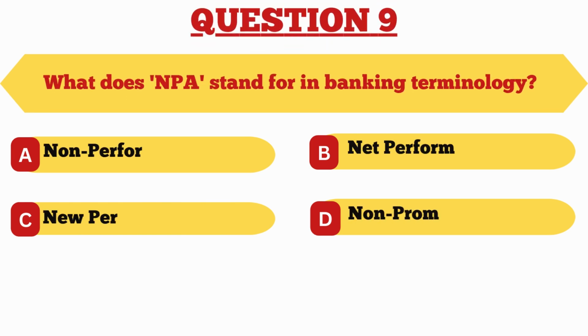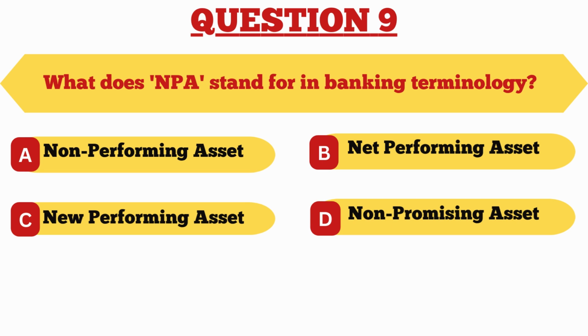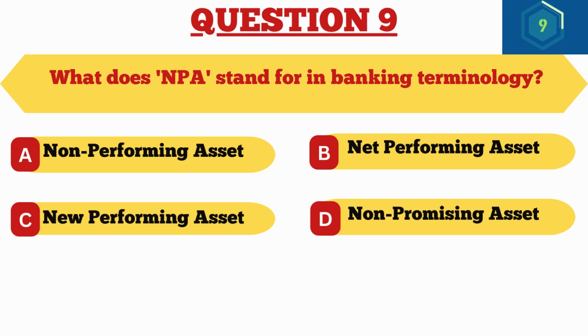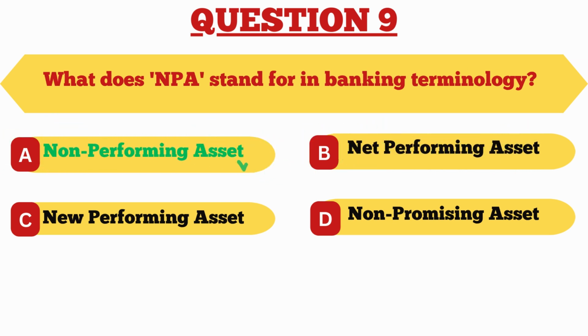Question number 9. What does NPA stand for in banking terminology? Options are non-performing asset, net performing asset, new performing asset, non-promising asset. Please comment your answer now. The answer is option A, non-performing asset.